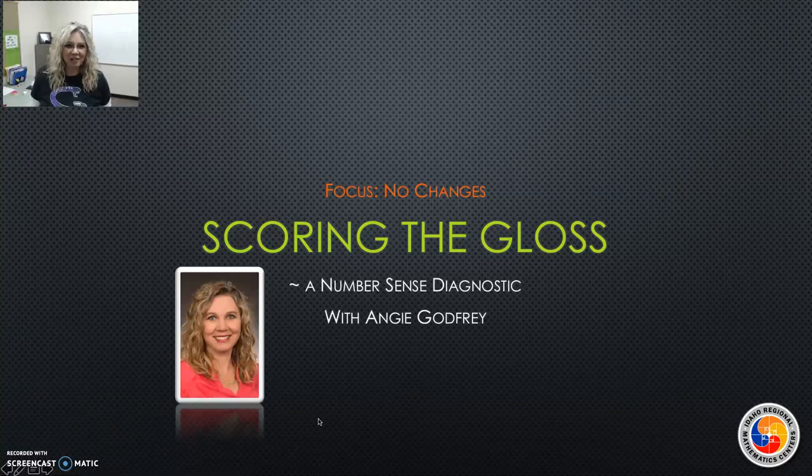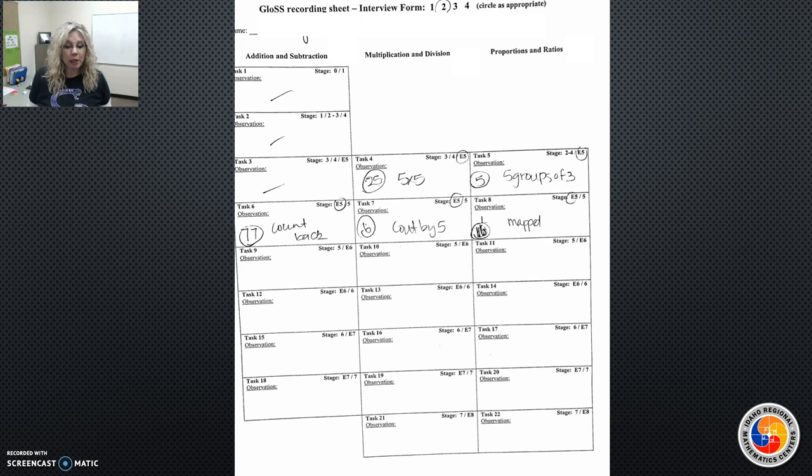Hi, it's Angie Godfrey. This tutorial is to help you learn how to score the stages of each domain once you've administered the GLOSS. The example I'm sharing is one where the scoring is pretty straightforward, which does not happen very often, but it's fun when it does.